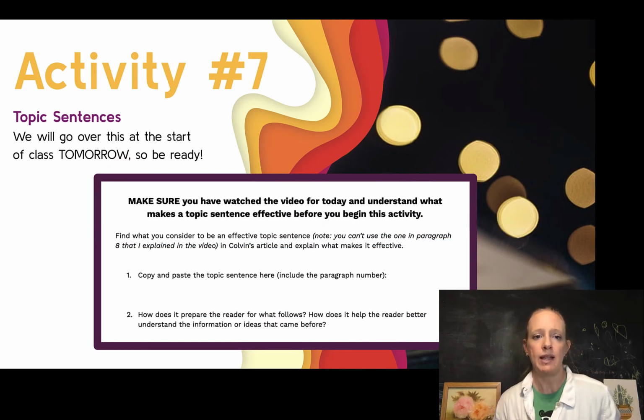Your assignment is to find one other topic sentence. So you can't use the one that I just used, but find one other in the entire article that you think is effective and explain what makes it effective. You're going to copy and paste that sentence into number 1 and include the paragraph number. And then you're going to explain how it prepares the reader for what comes next and how it helps the reader understand the ideas that came before it. So it's a pretty short activity because you have quite a few other things to do today.